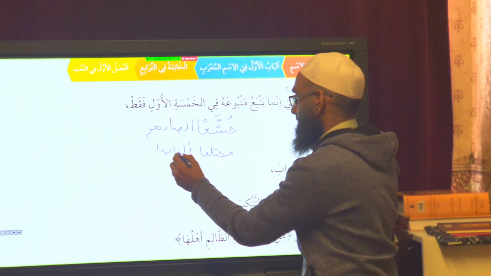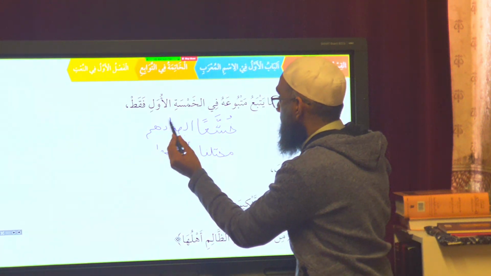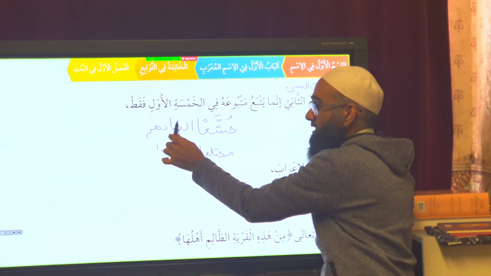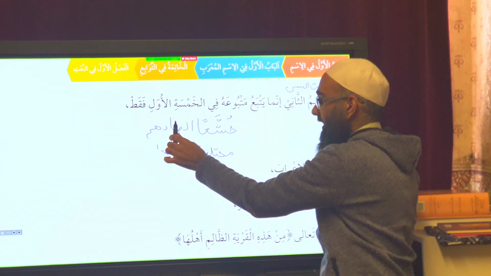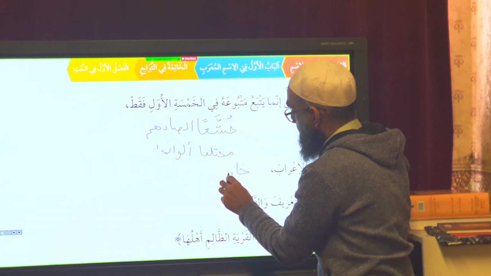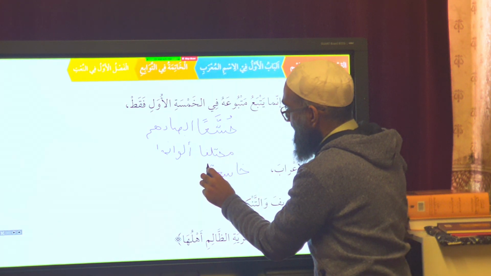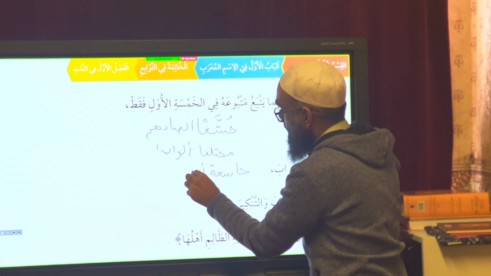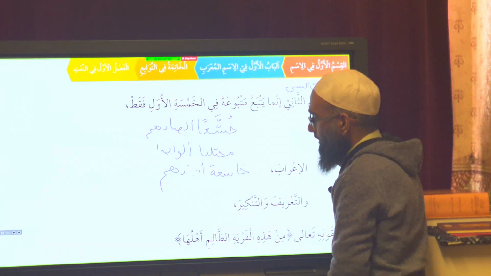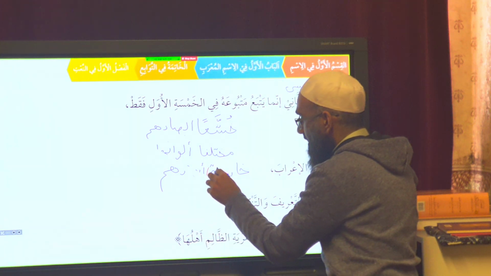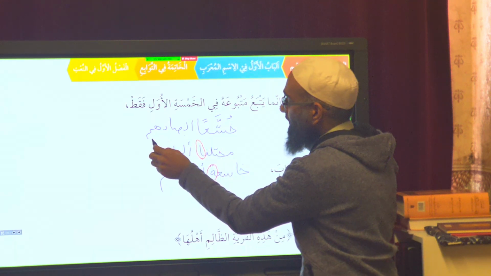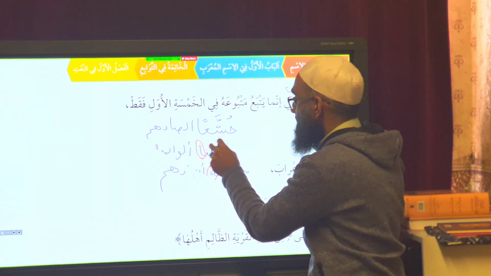Correct. Yes. So you can do it three ways. When you have an ism fa'il followed by its fa'il, you can have it singular with ta'nith, khashi'atan absaruhum. So here you have singular with ta'nith. You can have singular with tadhkir, mukhtalifan alwanuha. And you can also have jam' mukassar.